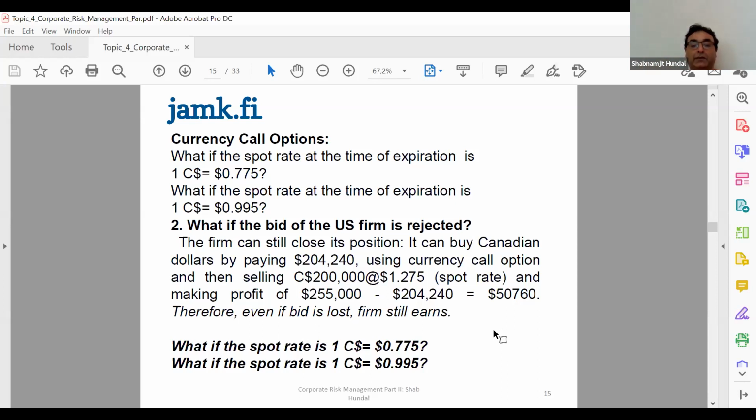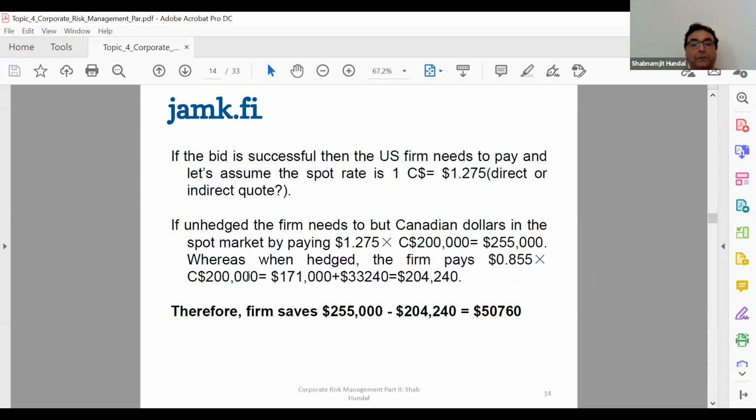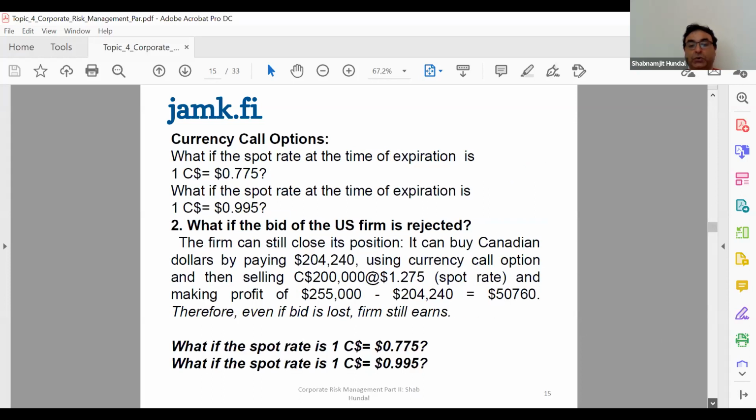But you can still win. How? Even though you don't need Canadian dollars, you can buy them by paying 204,240 American dollars, which is basically this amount which you get by adding the strike price plus the premium. So you can still exercise the call option and buy 200,000 Canadian dollars for this much amount of American dollars.